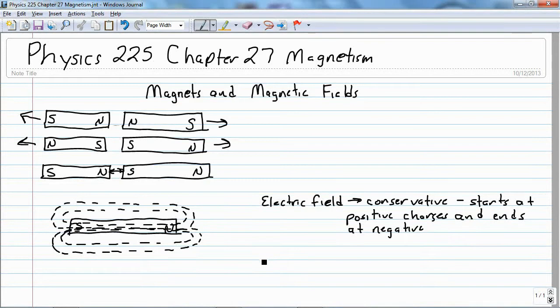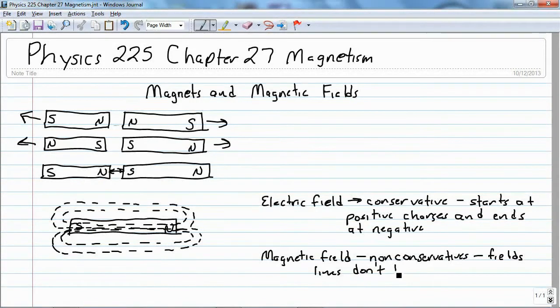But magnetic fields are not. They're non-conservative. And the reason is that the field lines don't terminate. They just keep going forever.